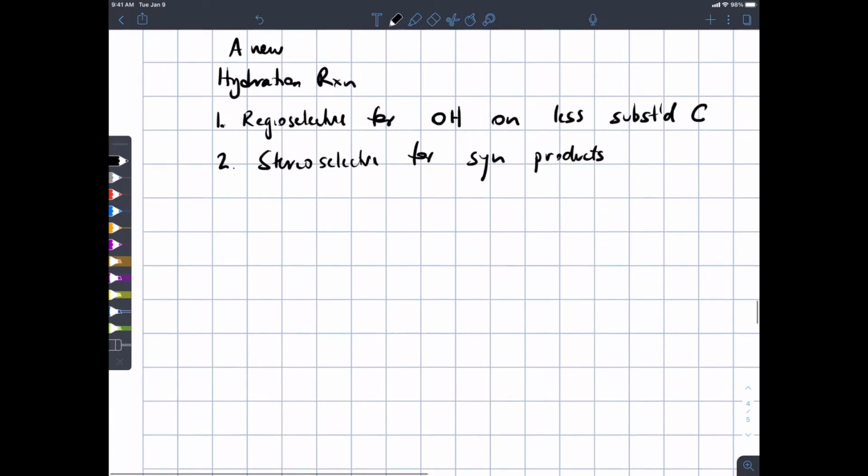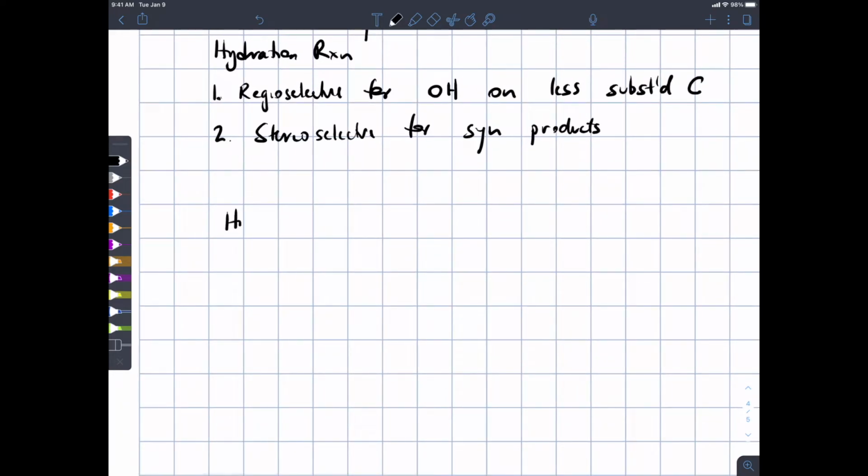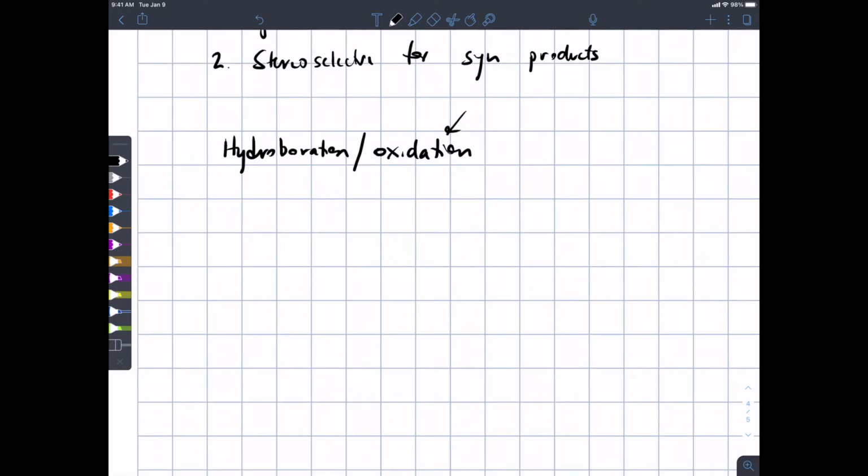The name of the reaction, I guess we could call it formally a hydration reaction, but the mechanism is different. The reaction is called hydroboration/oxidation. It doesn't necessarily fit that great here because we're not going to talk about the oxidation mechanism, but it's a useful and interesting counterpoint towards generating hydration products from alkenes.